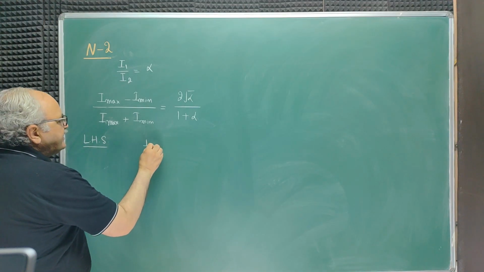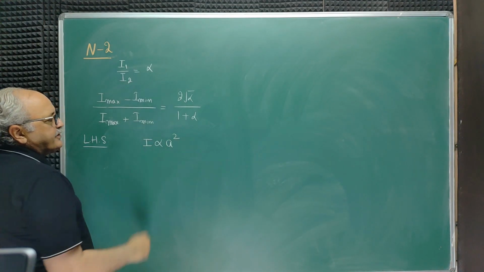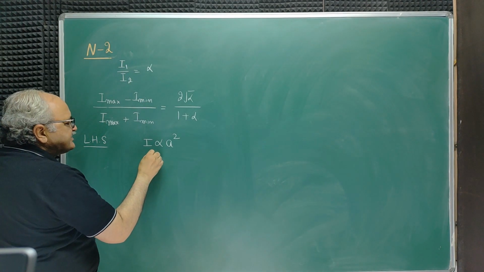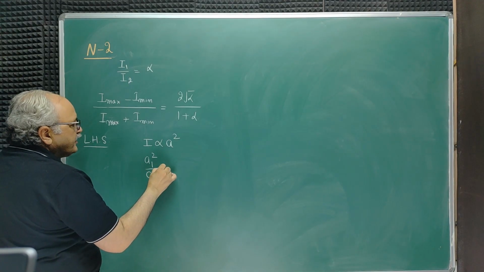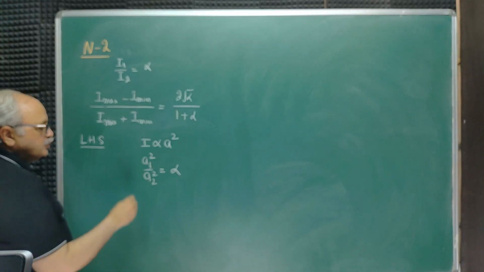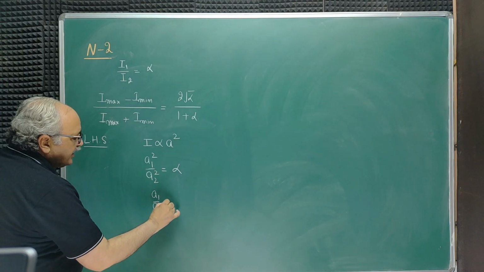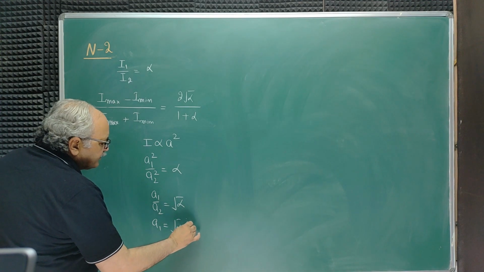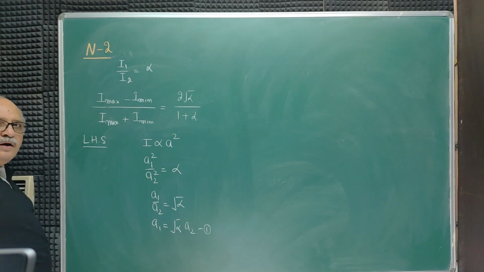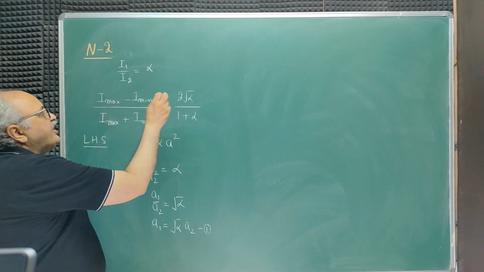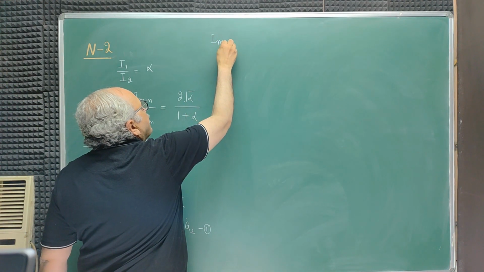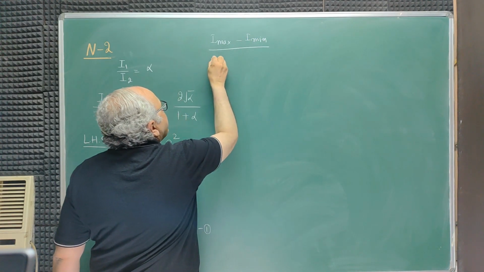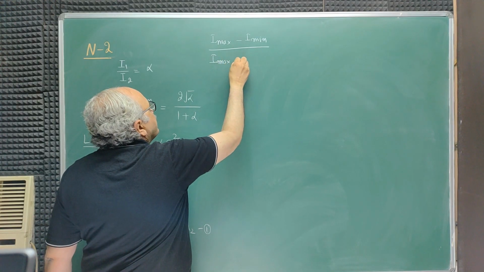So let's start with the left hand side. As we know, intensity is directly proportional to amplitude square. So when you write I1 by I2, I can write this as A1 square by A2 square is equal to alpha. So A1 by A2 is under root alpha, or A1 is equal to under root alpha times A2. Let me call this equation number 1. So now we take I maximum minus I minimum divided by I maximum plus I minimum.